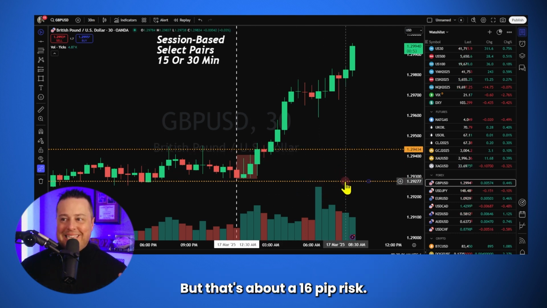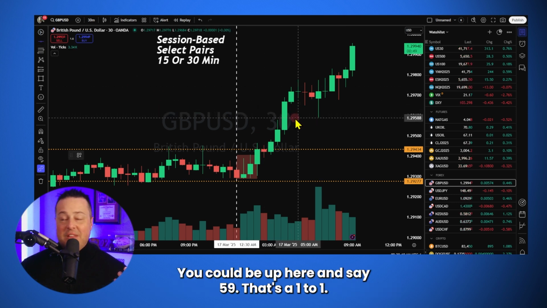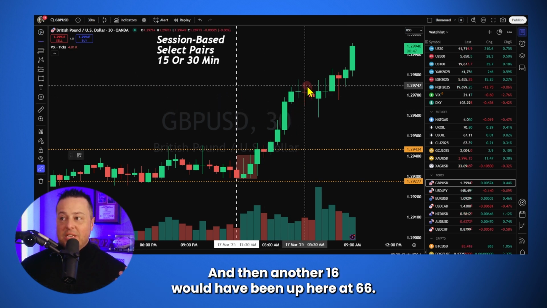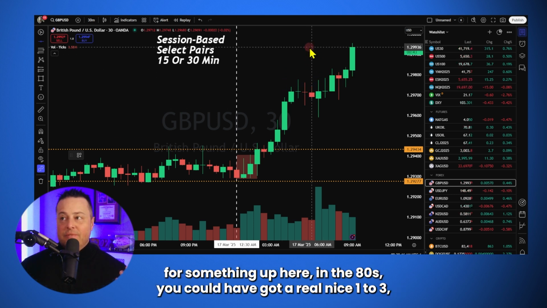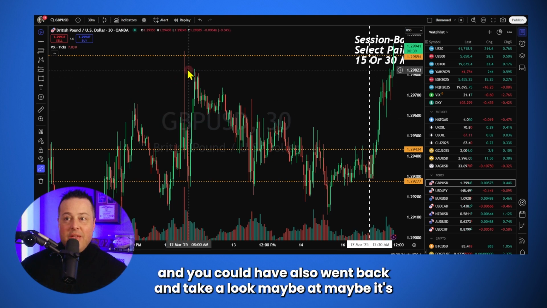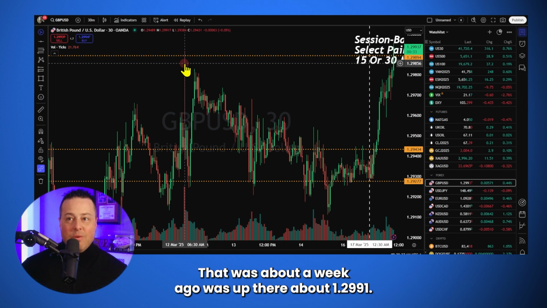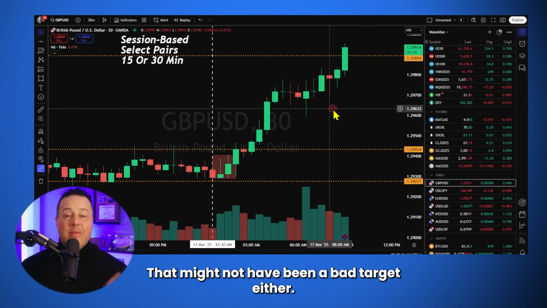But that's about a 16 pip risk. So where would your first one be? You could be up here at, say, 59. That's a 1-to-1, and then another 16 would have been up here at 66, and then maybe if you wanted to shoot for something up here in the 80s, you could have got a real nice 1-to-3, and you could have also gone back and taken a look maybe at some previous price action. The top of that liquidity sweep that was about a week ago was up there at about 129.91. That might not have been a bad target either.